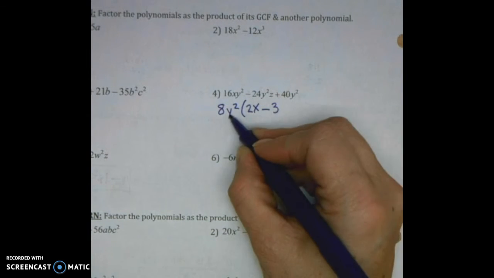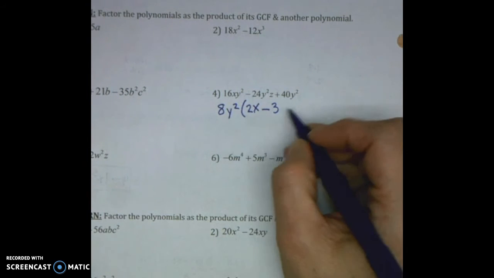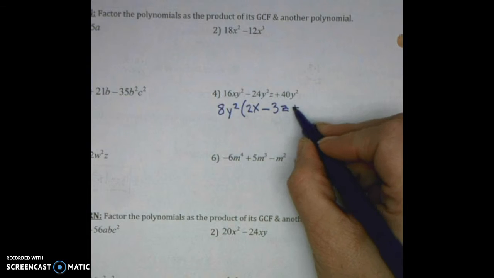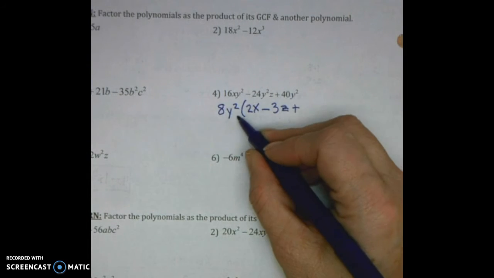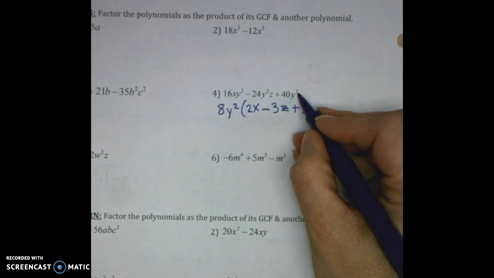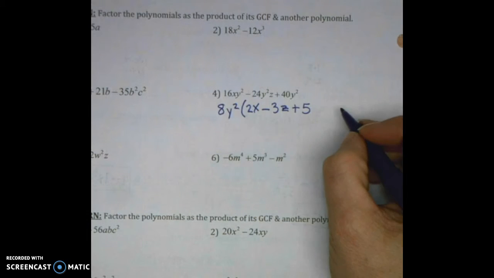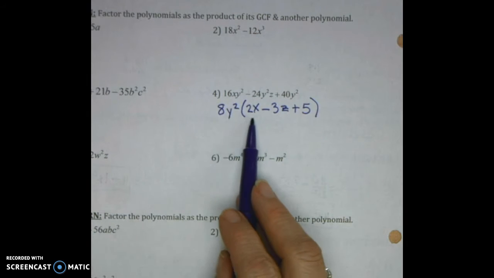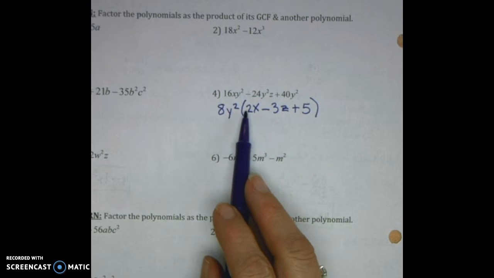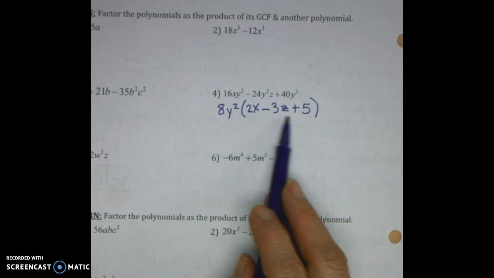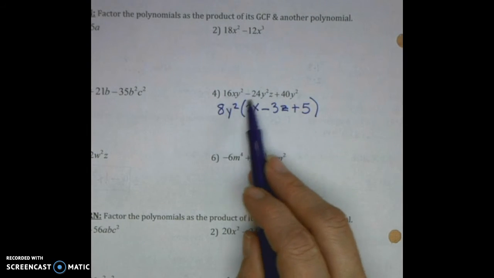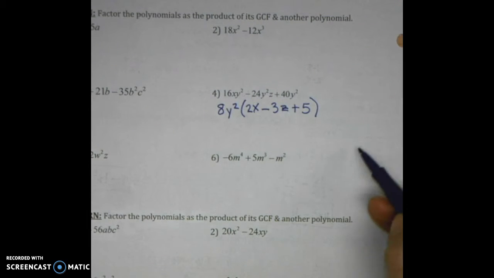And z doesn't have anything that it's going to be divided by, so I get to keep the z. My last term, 40y squared, I have 40 divided by 8 is 5, and y squared divided by y squared is just 1. I don't have to write that because I'm multiplying. So my answer should be 8y squared times this polynomial, 2x minus 3z plus 5. To check it, I would distribute that 8y squared back through and make sure that I have my initial problem.